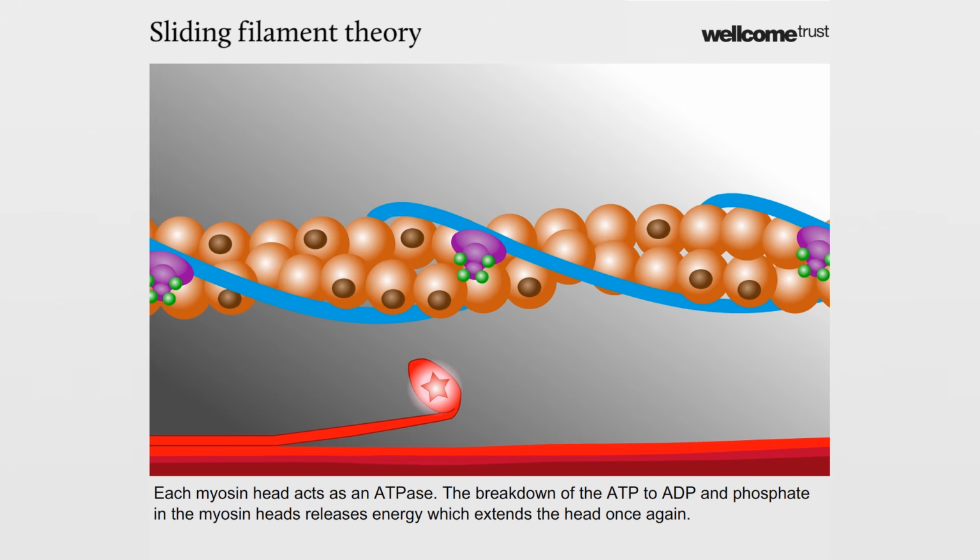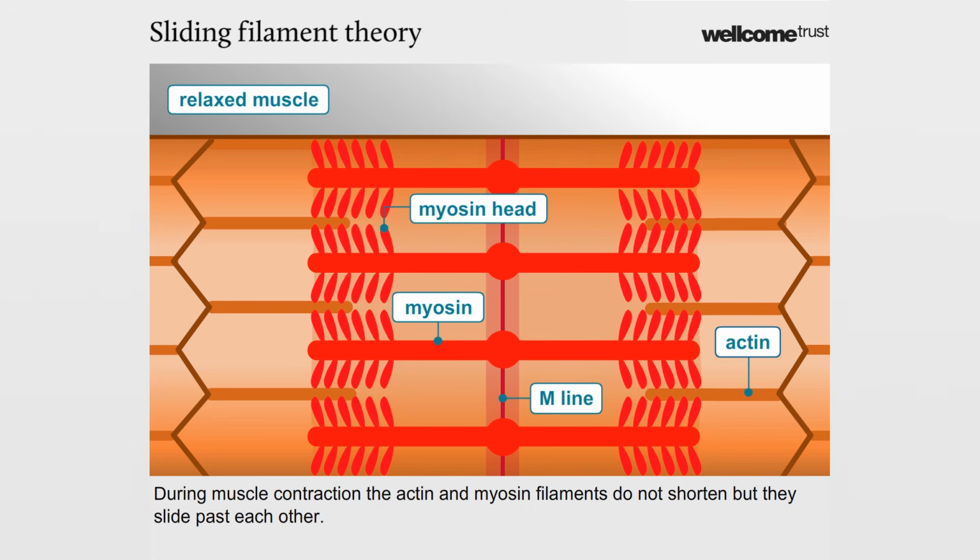Each myosin head acts as an ATPase. The breakdown of the ATP to ADP and phosphate in the myosin heads releases energy which extends the head once again. During muscle contraction, the actin and myosin filaments do not shorten, but they slide past each other.